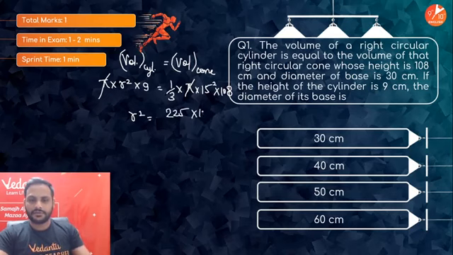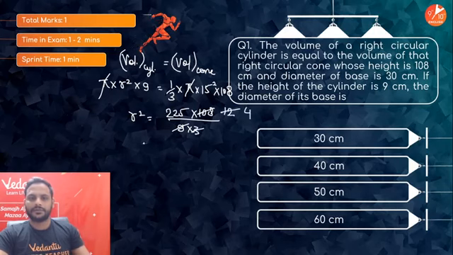So 225 into 108 upon 9 into 3. Okay, so 9 ones are 9, 9 twos are 18, 108, and 3 ones are 3, 3 fours are 12. So r square is 225 into 4, which is 900. That means r is equal to 30 centimeter.